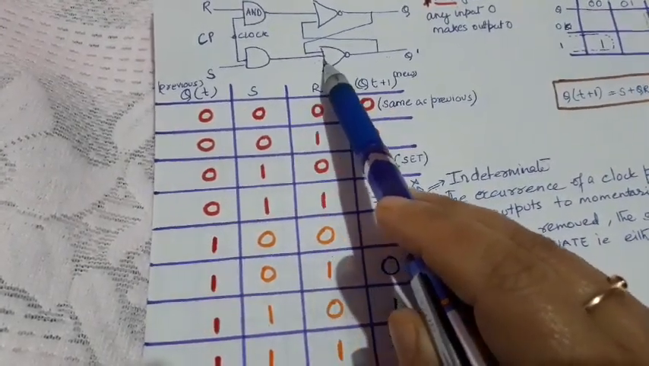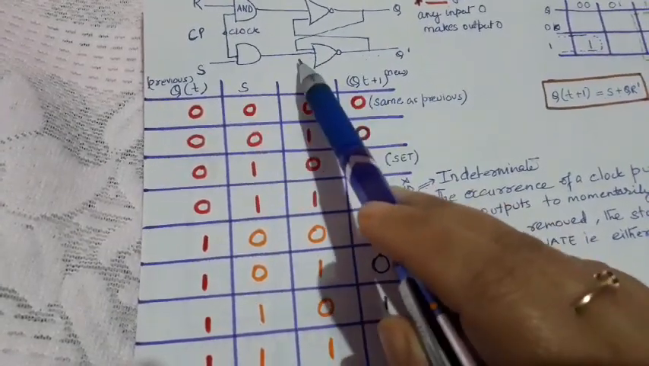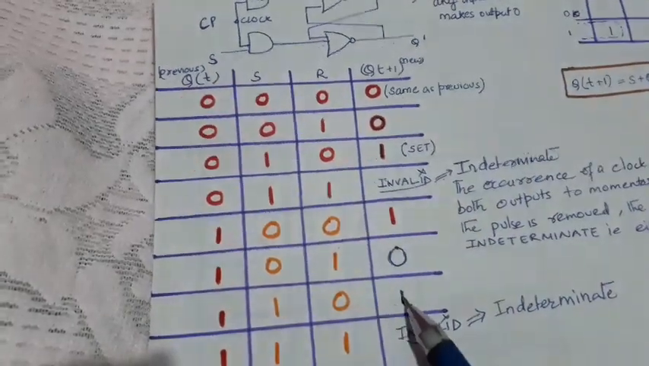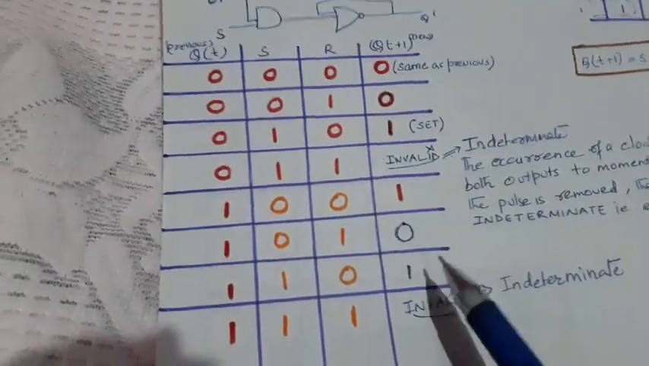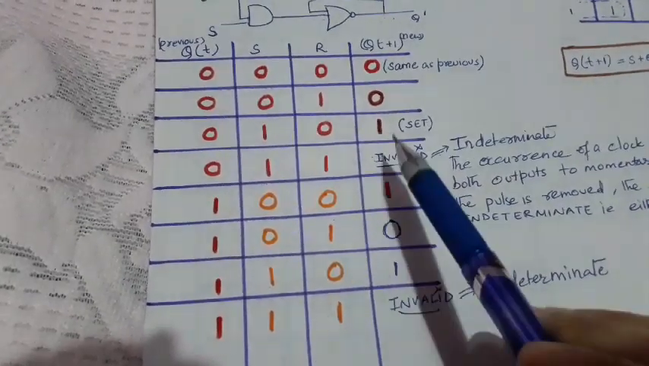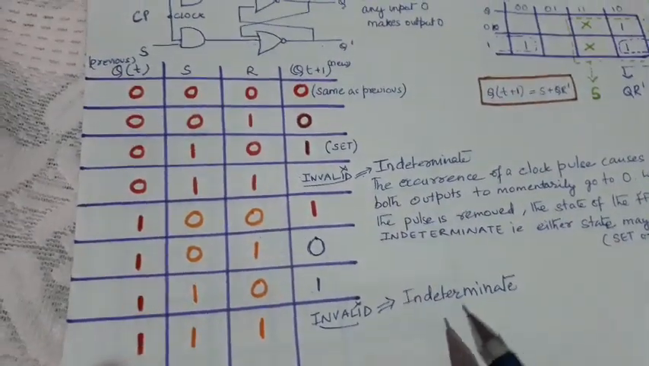Okay, so if this is 1, no matter what the other input is, the output will be 0. Now Q prime is 0, meaning Q will be equal to 1, which is the case. Again, same case, 1, 1. That is when we encounter invalid. Now it is no longer invalid. It is now called indeterminate. It can be either set or reset.